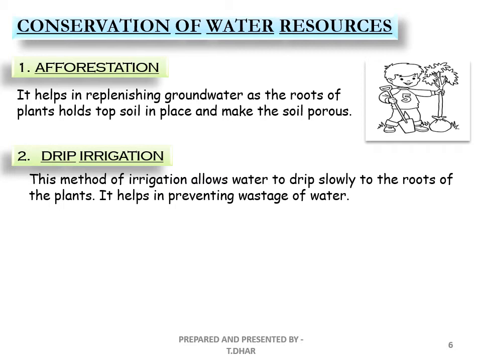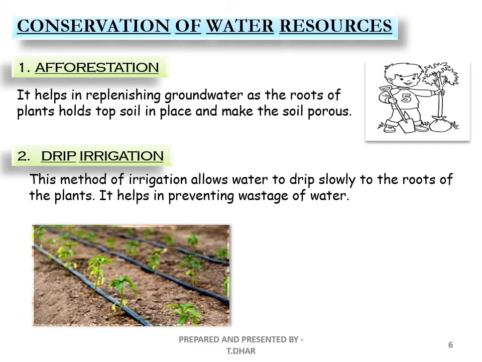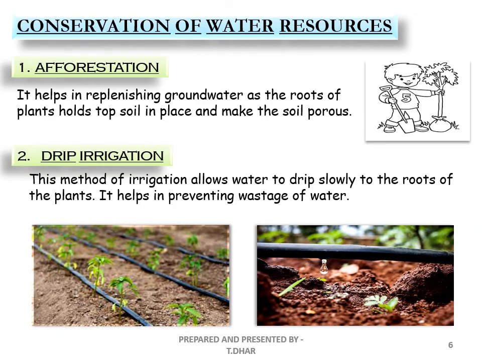So in this method of drip irrigation, water is being dripped so slowly only to the roots. It is concentrated only to the roots of the plants. As you can see in the picture here, there are saplings or small plants in the field, and some pipes are being fitted in parallel lines through the plants.